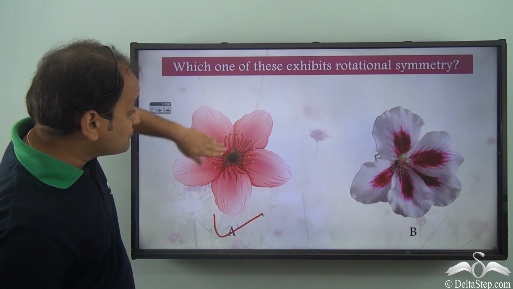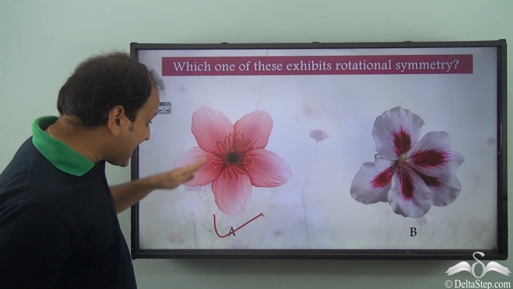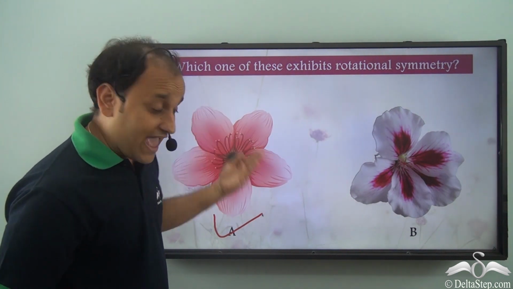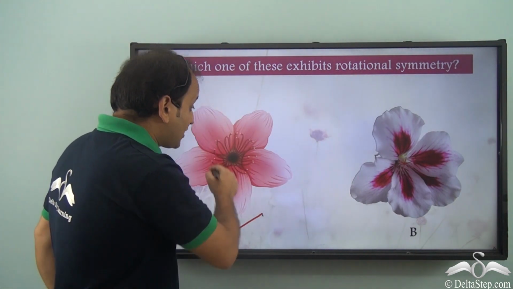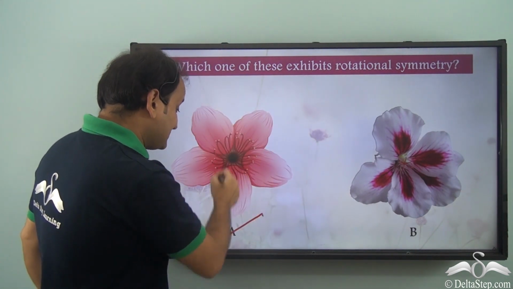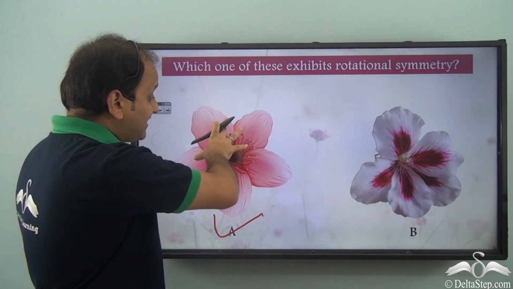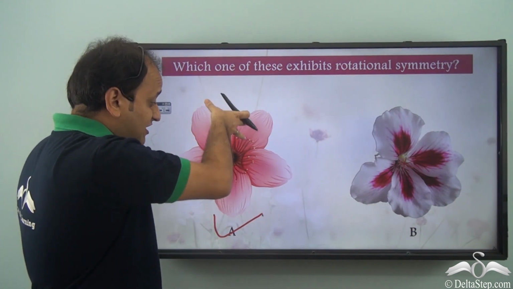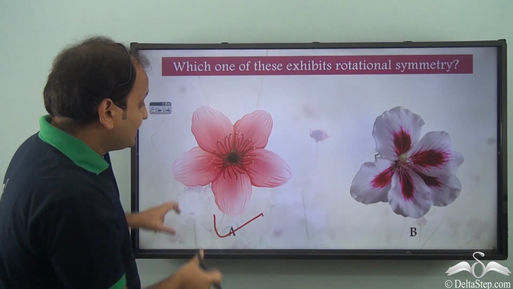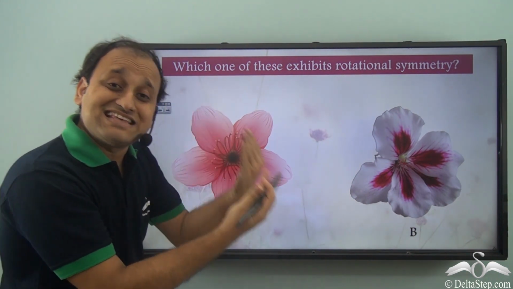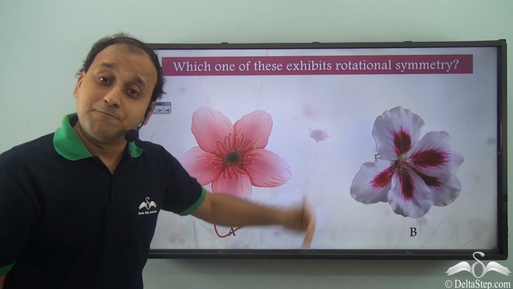When they have arms or parts which are exactly at the same angle and also their look, that is the color and shape and everything is the same, then you will see that on a certain degree of rotation you will get the image which exactly looks like its initial position.